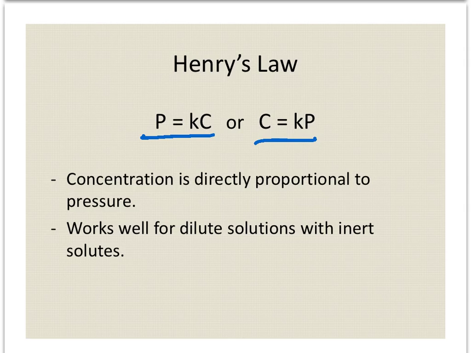Now, K here is called the Henry's law constant, and it's a little k. We're going to see throughout the course that the letter K gets used an awful lot for constants. K, in fact, is the Boltzmann's constant, but that's not what it's being used for here. K is its own thing in this context, the Henry's law constant.